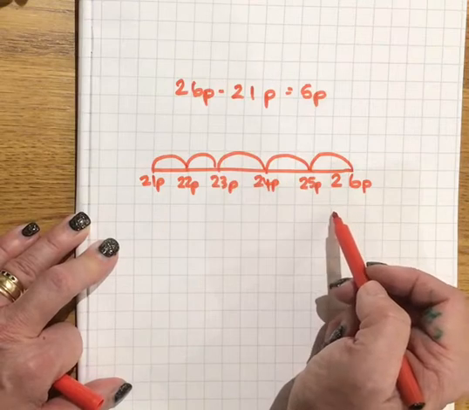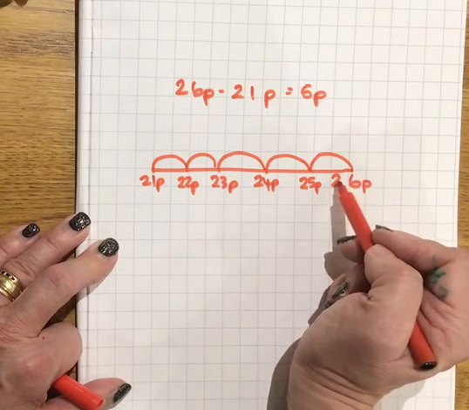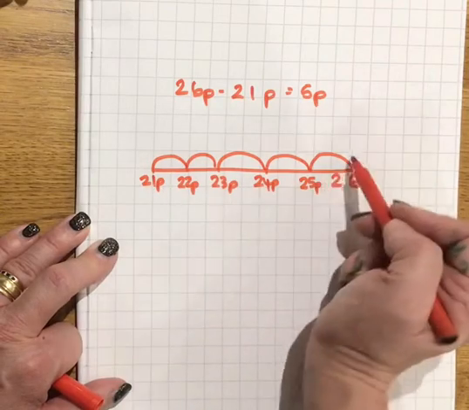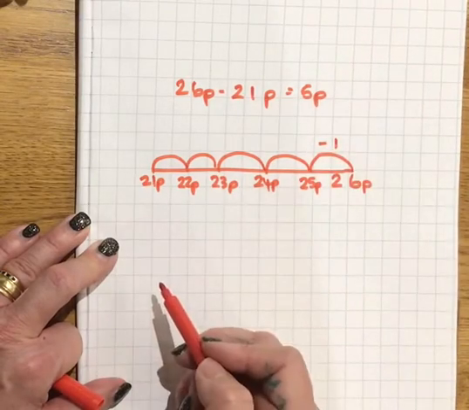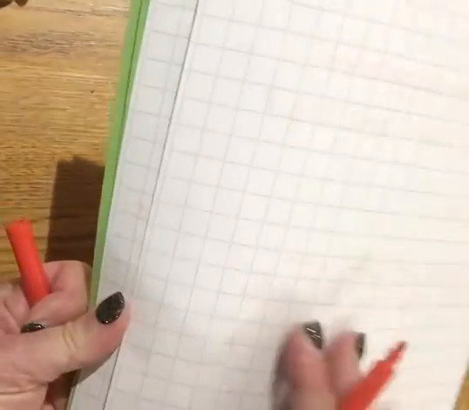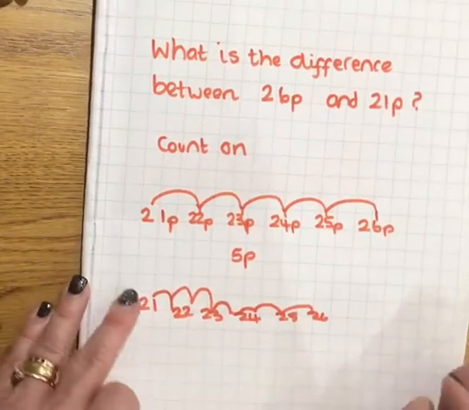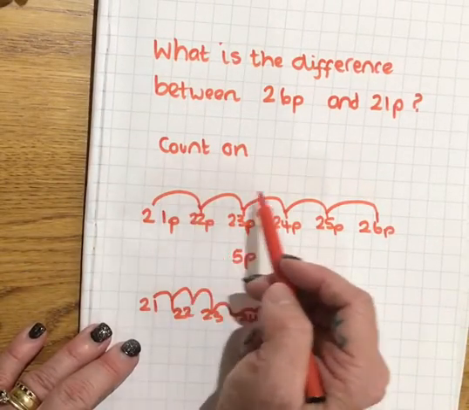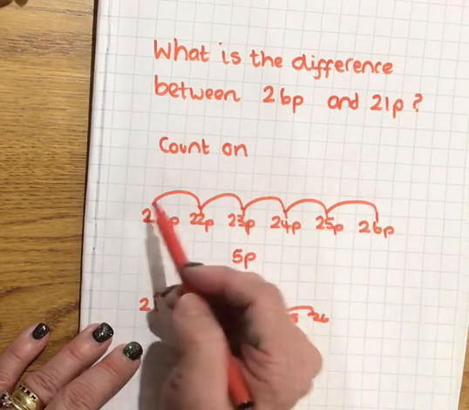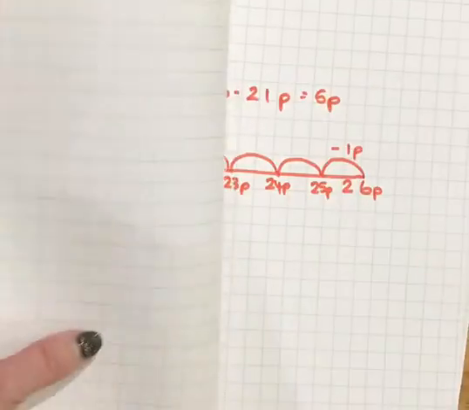Can you see what I've done here? When I've been jumping back from 26p to 21p, I'm taking away 1p each time. If I go back to the activity earlier, when I was jumping up, I'm actually adding 1p each time. So I'm jumping in 1, so I'm either adding to count on, but starting not at 0, starting at the smallest number, or I'm jumping back.